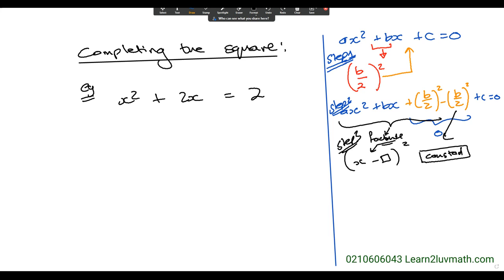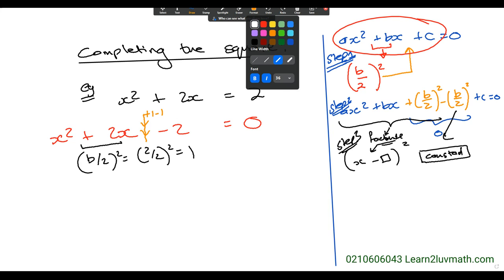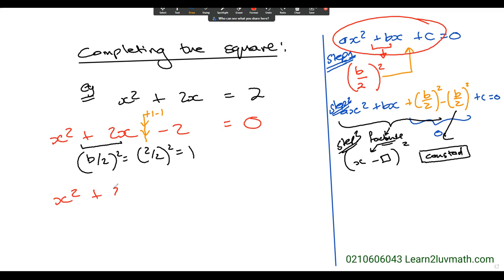Now let's have a look at this. Step 1. Let's get it in this form first. We first need to get it in this form. So let's take x squared plus 2x minus 2 equals 0. And now what I want to do is take my b value divided by 2 and square it. So that means 2 divided by 2 squared becomes 1. We're going to take that 1 and make a gap just next to that. And we're going to add and subtract 1 over there. This is going to become x squared plus 2x plus 1 minus 1 minus 2 equals 0. We always plus first and then minus.